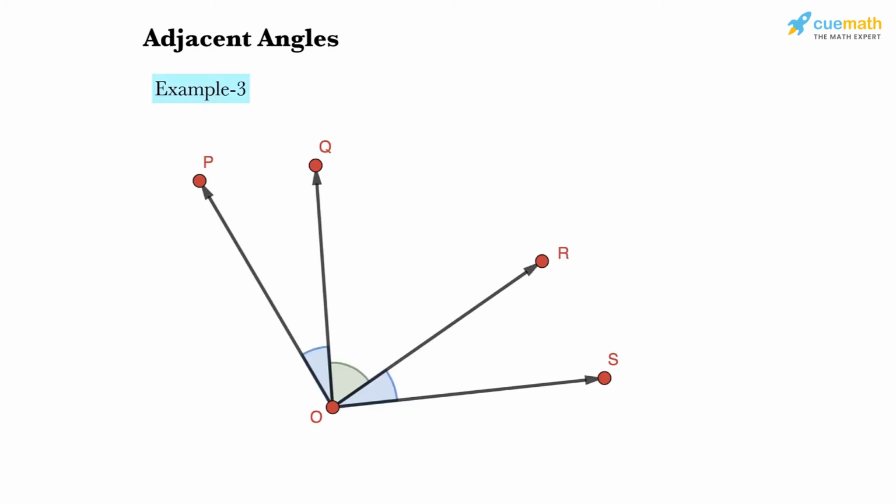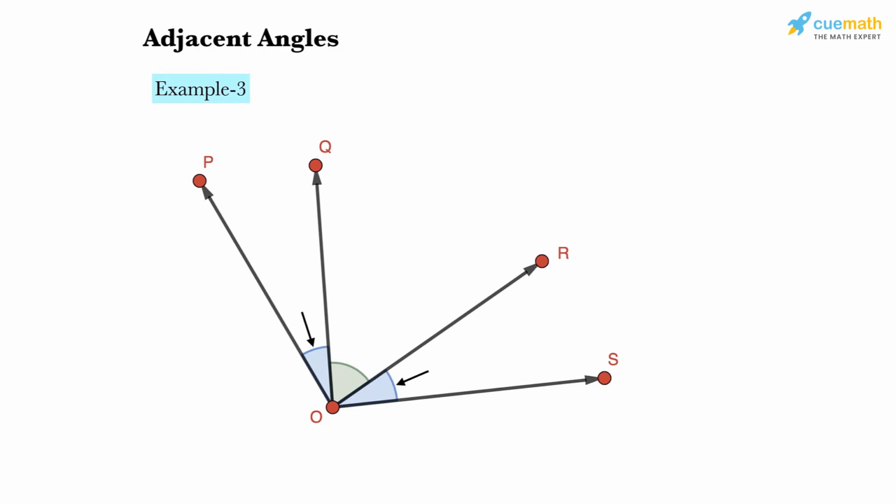Okay, let's go through a third example. Observe this figure now, in which I've highlighted a few angles. We can see that angle POQ and angle QOR are adjacent angles. Similarly, we can see that angle QOR and angle ROS are also adjacent angles.